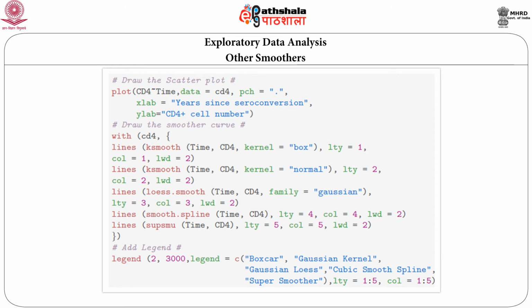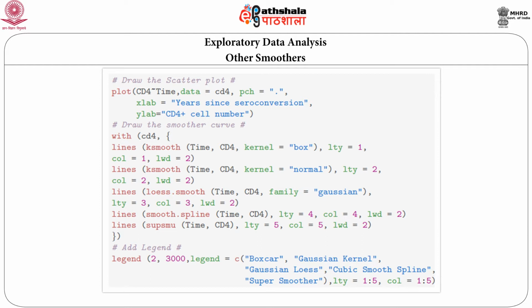So here I have given the R code to produce the plots. I can use the ksmooth command for boxcar. Again, I can use the ksmooth command specifying kernel equal to normal, and this would produce what is called the Gaussian kernel. Then I can use lowess, I can use smooth.spline, and I can use the command called supsmu, that's the super smoother, to draw each of the smoothers.